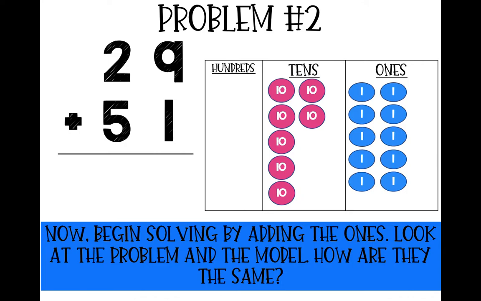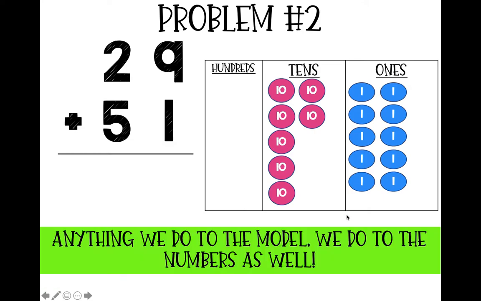Now we can start solving by adding our 1s. Remember, we always, always, always want to add our 1s first. All right? So first, let's look at our problem in the model. Do you notice that they're the same? We showed 29 on our place value chart, just like our vertical form. And then we added 51 more, just like our vertical form.